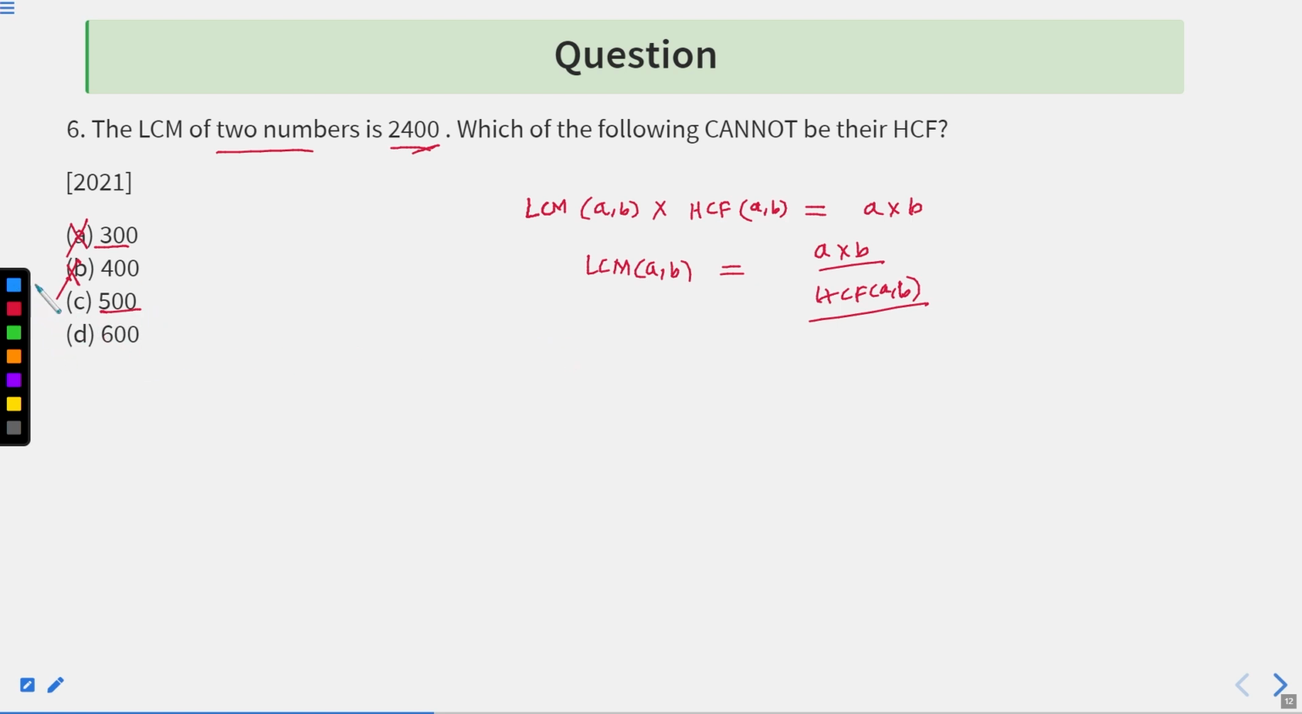Okay, so according to the question, option C is the correct option. And if we see option D, here this number 600 divides 2400. Okay, so the HCF of two numbers may be 600. This option is also false. So here the only correct option is option number C. The correct answer is option number C.